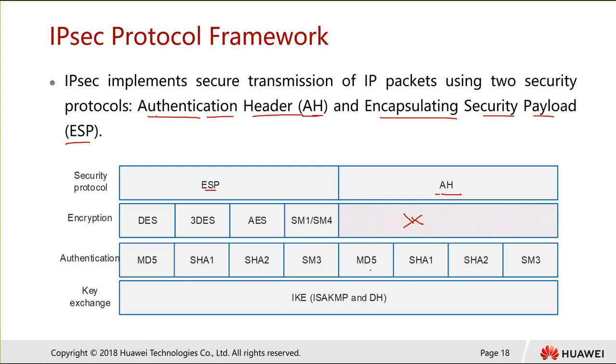And these are some of the authentication algorithms that we spoke about earlier. You remember MD5? SHA, SHA2, and SM3. Basically, the difference between all these algorithms is the number of bits they use. Of course, the higher the better, but the higher the bits, the slower the performance.